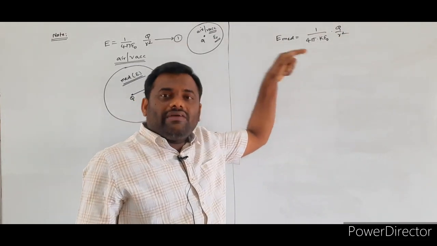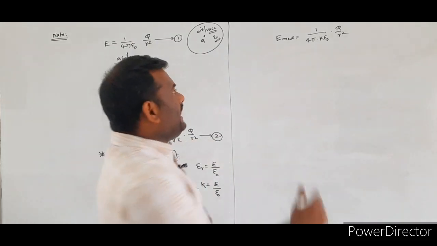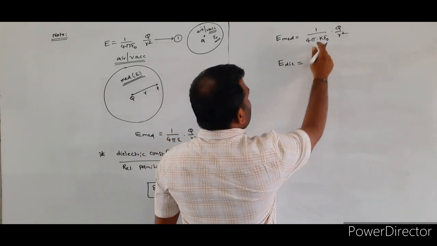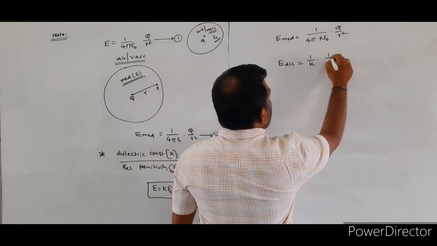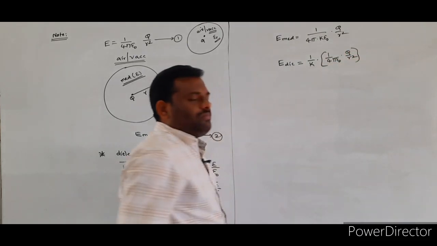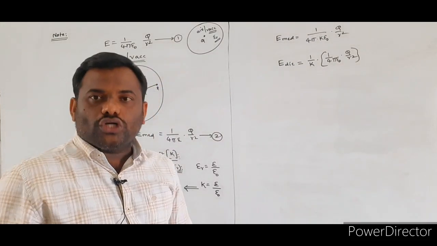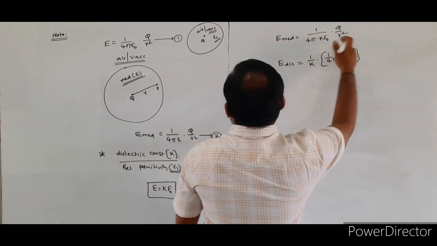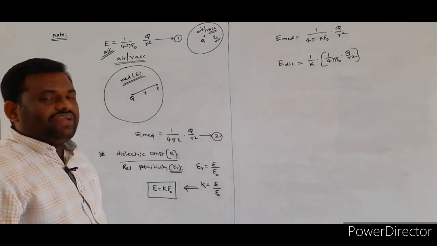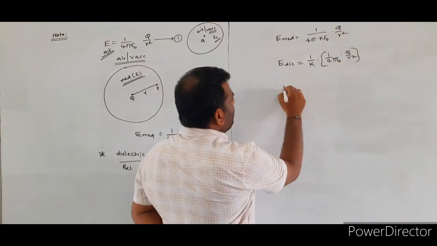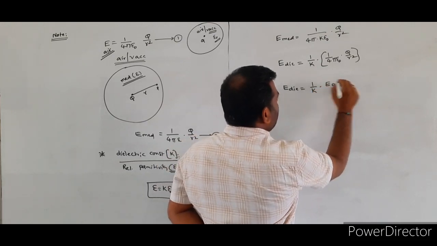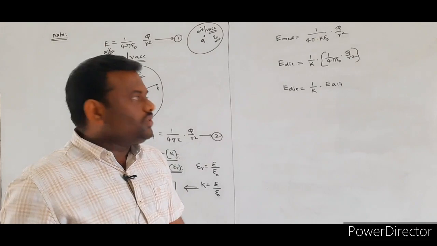The electric field in the given medium is also called the electric field intensity in the dielectric medium. E dielectric is equal to 1 by K into 1 by 4 pi epsilon naught into q by r square. Whatever this value is, it is equal to the electric field intensity in the air medium. Therefore, E dielectric is equal to 1 by K into E air.